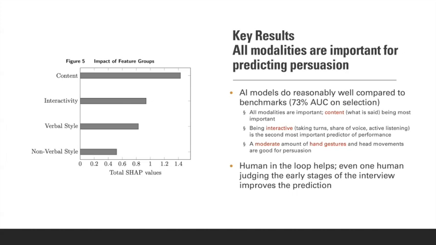There are more detailed results about each of these features, and for that, I would encourage you to read the paper. The paper also has another part which involves combining AI intelligence with humans, and does that help or not? Though I won't go into the details of that part for the purpose of this presentation, let me give the main takeaway. Human in the loop helps: even having one human judge, especially to evaluate the early stages of the interview, improves prediction over the purely AI model, which means that there are still some elements of nonverbal communication that humans are able to identify better.